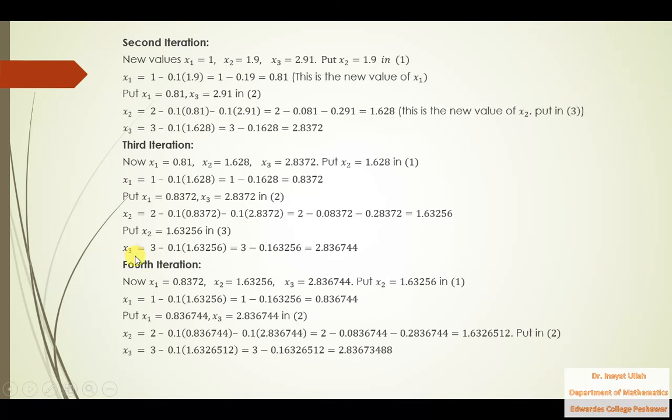So we have completed the 4 iterations, and after 4 iterations the updated values of x1 is that, x2 is that, and x3 is that. So this is the required solution for the system of equations.